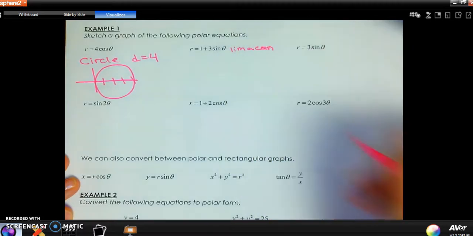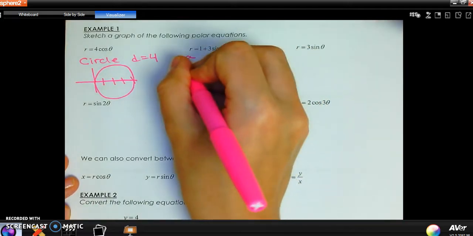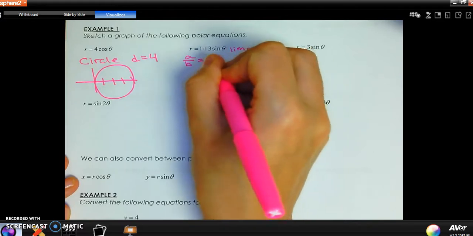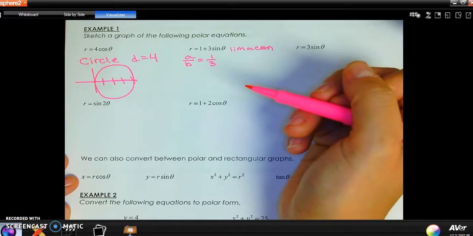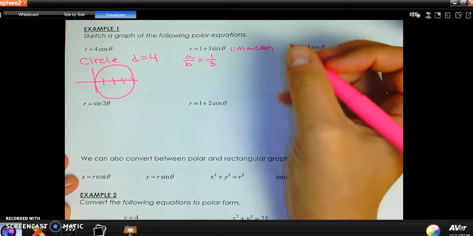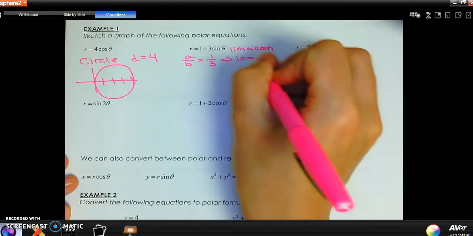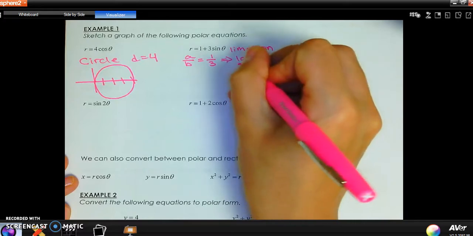Oh, that's an O there. All right, and so the one thing you want to look at is the ratio. So here, A divided by B, well, in that case, it's 1 over 3. If that's a fraction, I always kind of say if it's little, like if it's a fraction, it's going to be with a loop. Okay, so that's going to be a loop. And since it's a sine, it's going to be above.